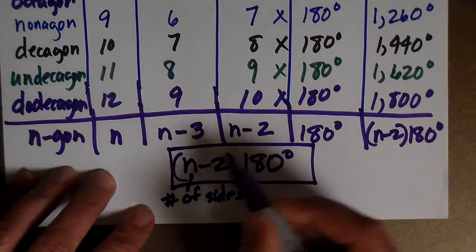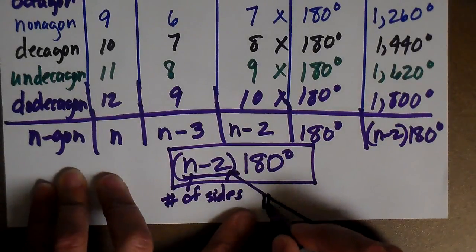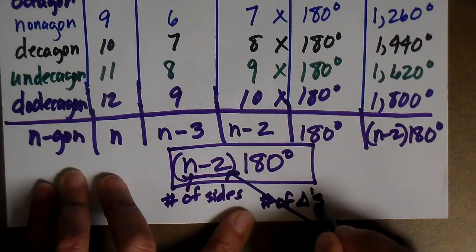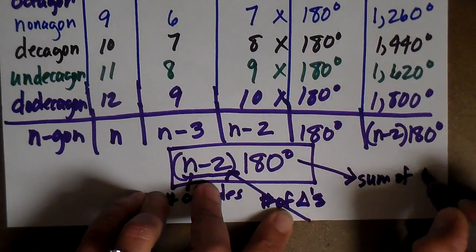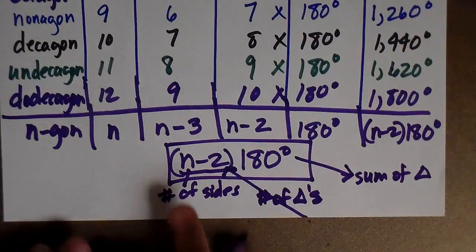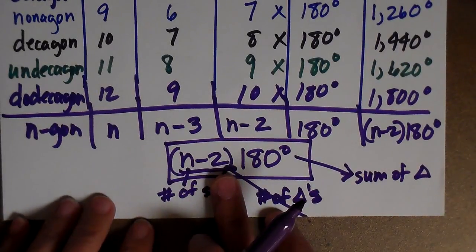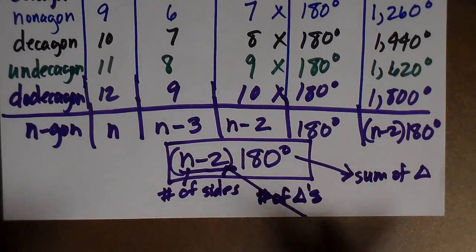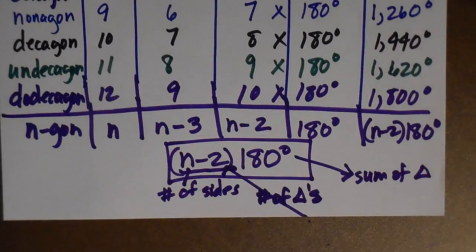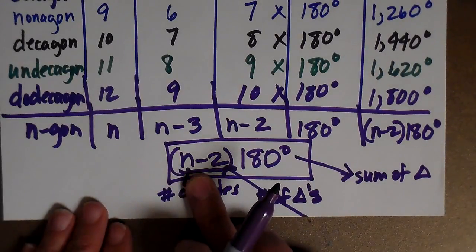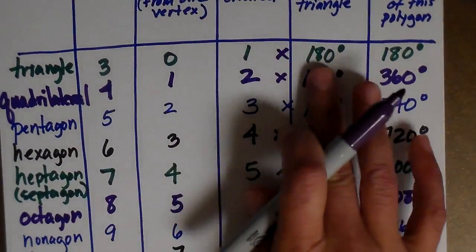The n minus 2, the whole thing, is the number of triangles you can create, and the 180 is the sum of the interior angles of a triangle. So you take the number of sides, you subtract 2, and that tells you how many triangles you can divide the figure into. And what do we know about a triangle? There's 180 degrees per triangle, right? So I want to take the number of triangles and multiply it by 180.